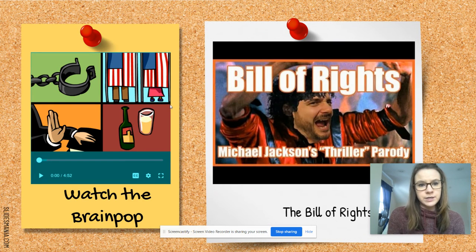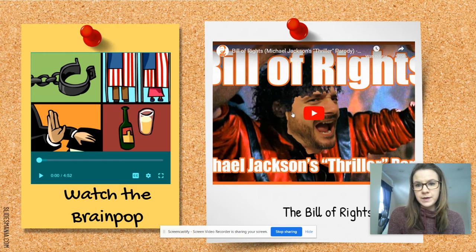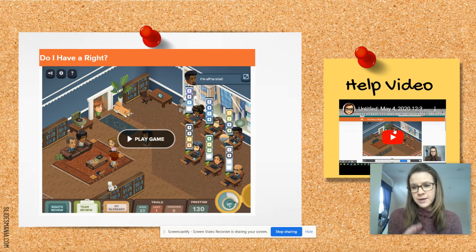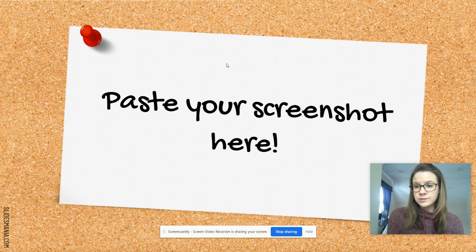And in fact, today you're going to be watching the Brain Pop, and then this teacher is so crazy. He made a Bill of Rights song to Michael Jackson's Thriller. Check it out. Okay, now your real challenge for Friday, you're going to play this game. It's called Do I Have a Right? I made a little help video for you, but it's all about problem solving, trying your best, okay? I want you to try this game for about 10 minutes, and then I want you to take a screenshot and paste it here. Show your teacher you tried it out.